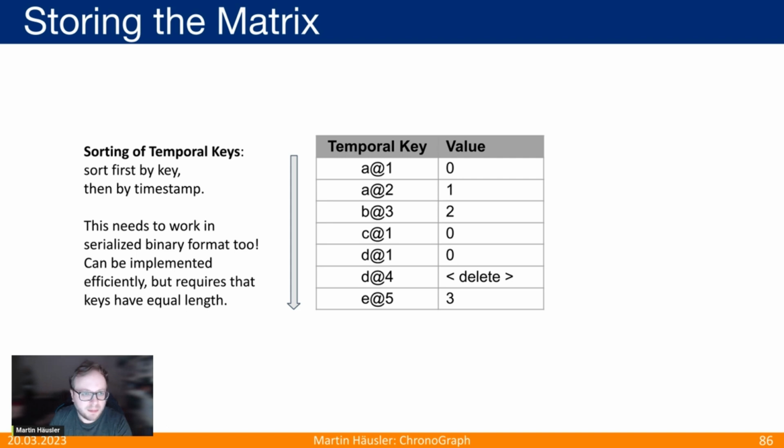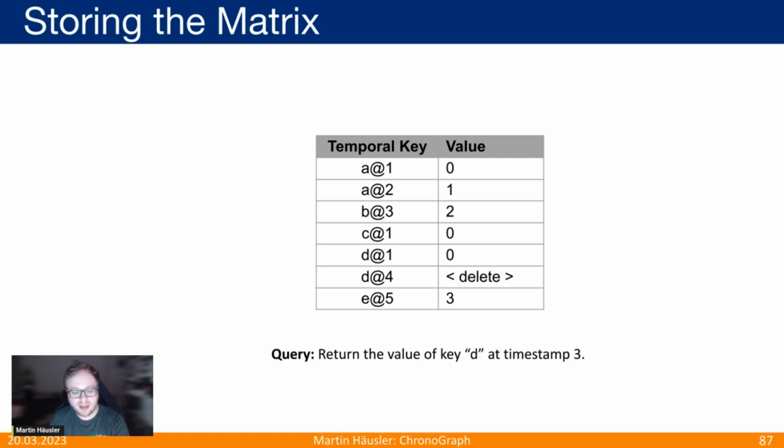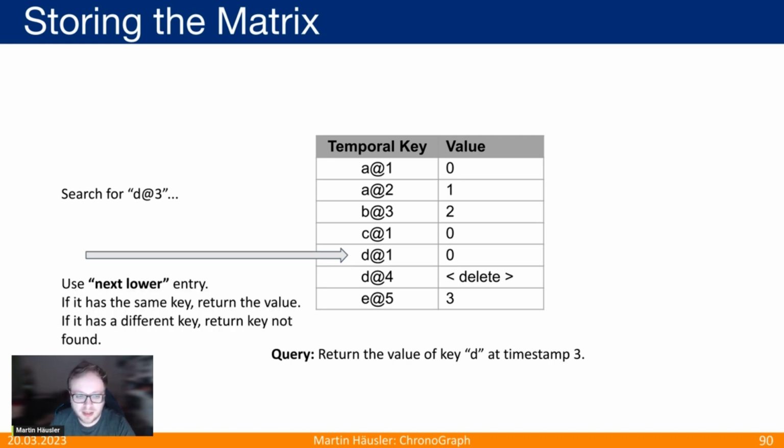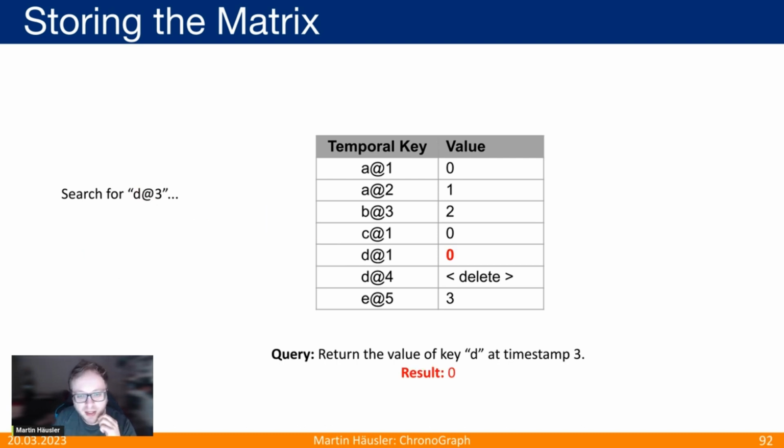So why is it important that we have this sort order? Well, let's try our query from before again. Give me the value of key D at timestamp 3. We search for D at 3, obviously, but as you can see in the table, it doesn't occur. It would be here, but it's not. So what do we do? In the matrix, we move left. So in the case of this table, we move to the previous entry, which would be the one before. We're always interested in the next lower entry. And if it has the same key, we return the value. If it has a different key, then we did not find the key we were looking for in the first place. So in this case, we find D, which is the same key as in our query. And the result, therefore, is 0, the value associated with this temporal key.